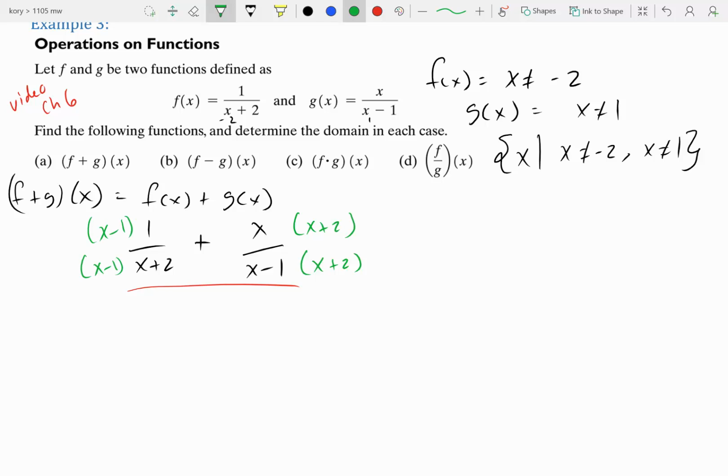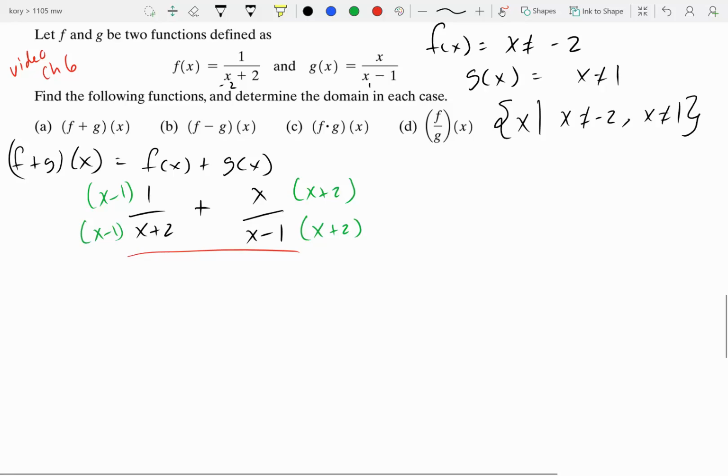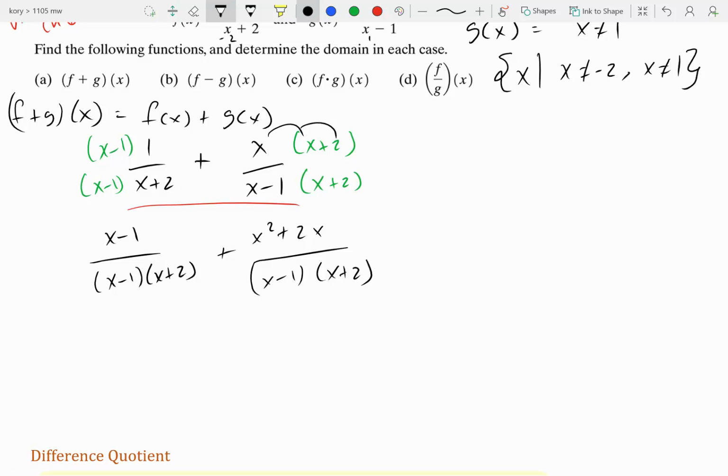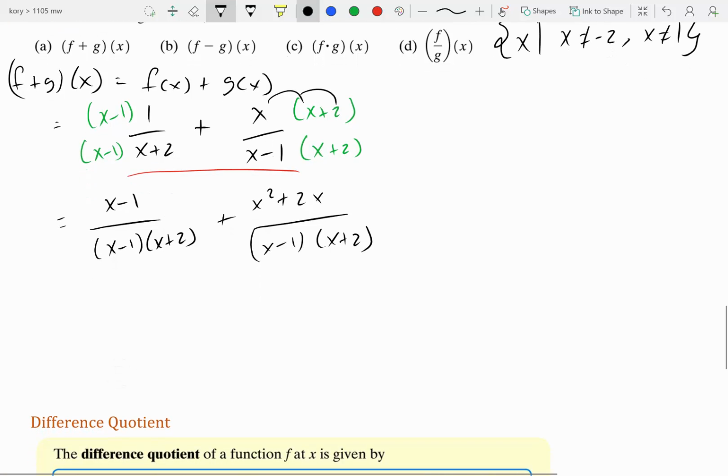So we multiply the LCD out. Now we have (x minus 1) over (x minus 1)(x plus 2), plus, multiply the x out, x squared plus 2x over (x minus 1)(x plus 2), and now you combine like terms. So we combine like terms, we get x squared plus 3x minus 1 over (x minus 1)(x plus 2).